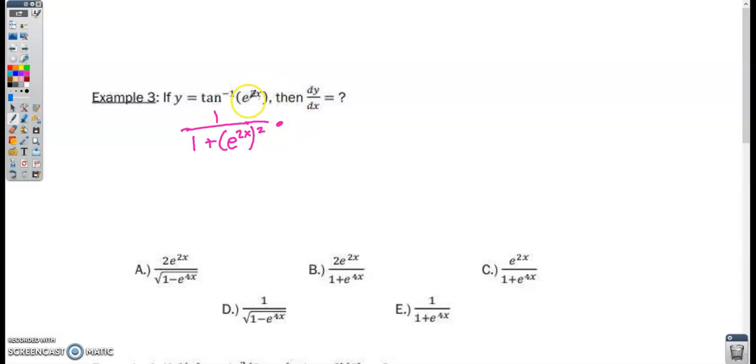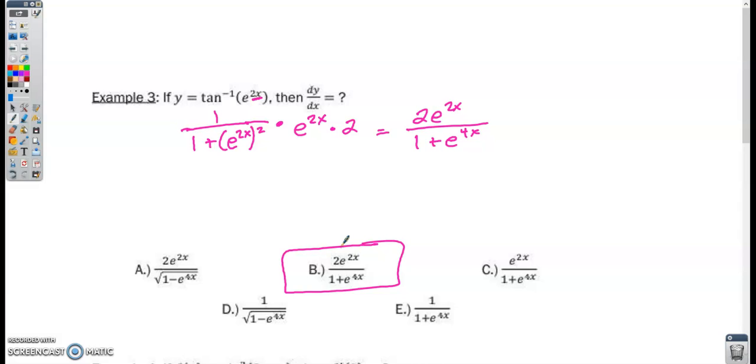The derivative of e to the 2x is e to the 2x, again, another chain rule application, derivative of the outside leaving the inside the same, times the derivative of the inside. The derivative of 2x is 2. And so simplifying all of this, we end up with 2e to the 2x over 1 plus e to the 4x, it looks like. Let's see if I can find that somewhere. It looks like that is answer choice B.